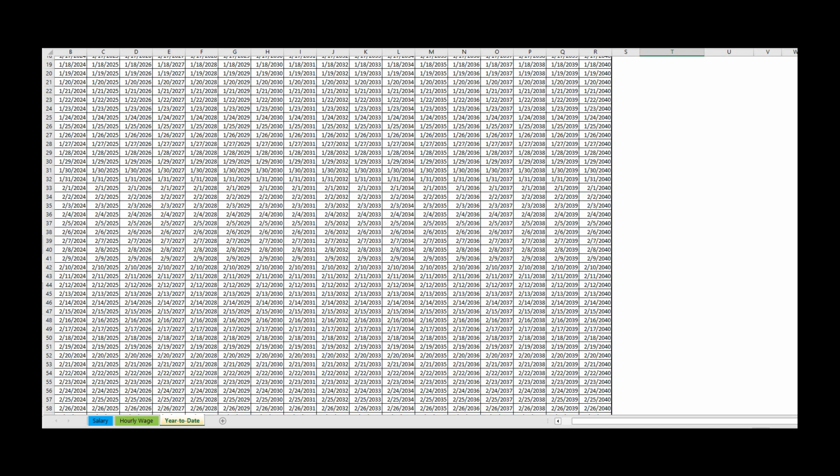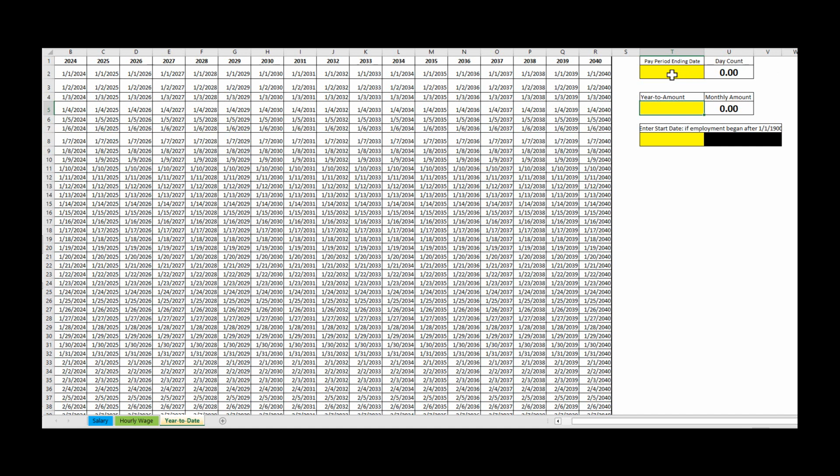The second section allows you to calculate the monthly gross earnings from year-to-date earnings. In most cases, you will need to only input 2 fields, which are the pay period ending date and the year-to-date amount. Otherwise, if employment began after the beginning of the calendar year, you will also need to insert the start date. In this example, the pay period end date is May 15, 2024, and the year-to-date amount is $23,500. May 15, 2024 falls on the 136th day of the year, and the monthly gross earnings are $5,270.22.